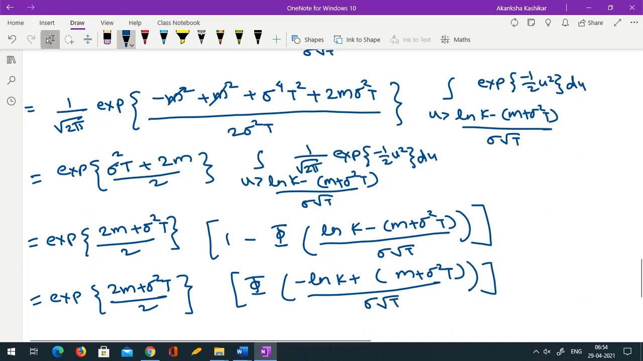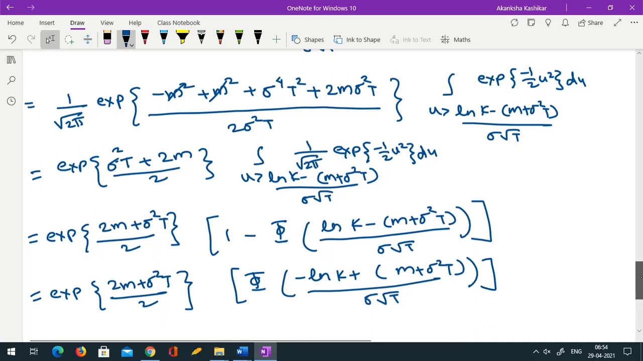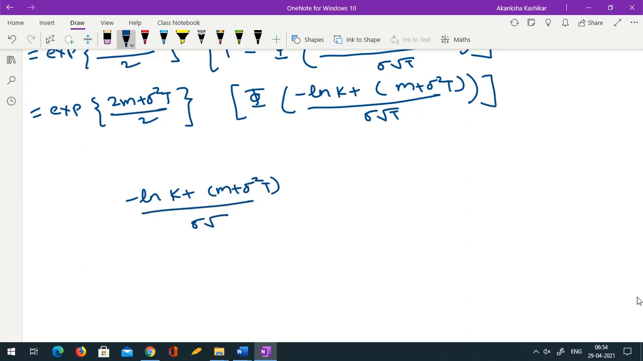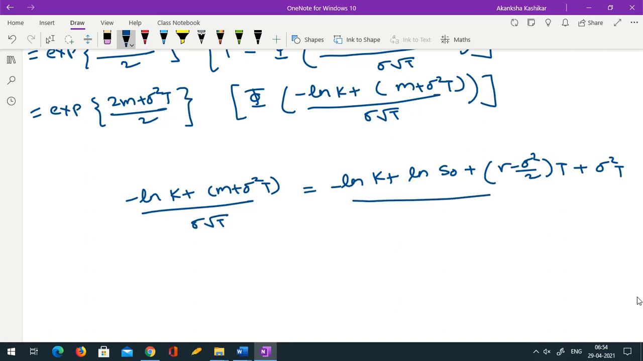Okay, so we have to substitute m also. So far we have not substituted for m, so let me try that now. So I have minus ln k plus m plus sigma square t divided by sigma root t. So this is nothing but minus ln k plus, let me substitute for m. M is ln s naught plus r minus sigma square by 2 times t, plus we have sigma square t divided by sigma root t.